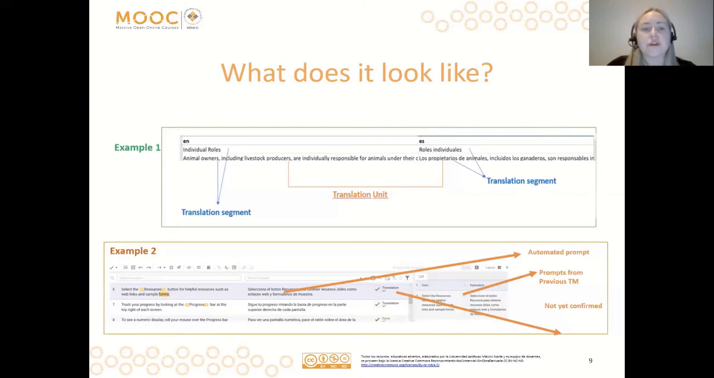The 2 rows then refer to 2 different either translation segments or translation units. So if you take a look at my mouse right now, if I consider the rows that contain both columns, so I'm saying individual roles, roles individuales, the 2 of these together would be what we call a translation unit. One source text, one translation corresponding together to form a unit.